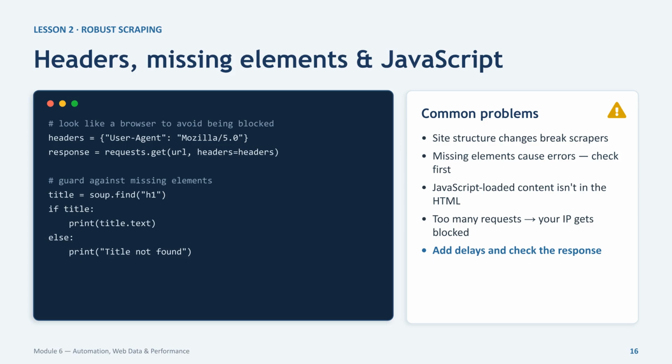Robust scraping requires handling common issues. Sites may block automated requests, so using a user agent header is essential. Always verify if an element exists before attempting to access its text, and be aware that content loaded by JavaScript won't appear in the initial HTML response. Finally, add delays to avoid overwhelming servers and getting your IP blocked.